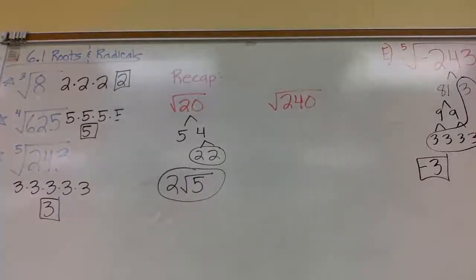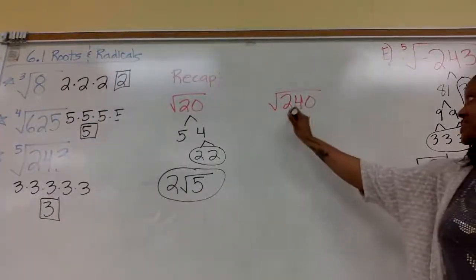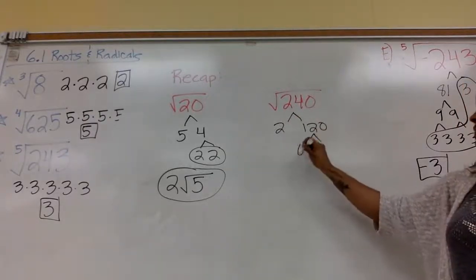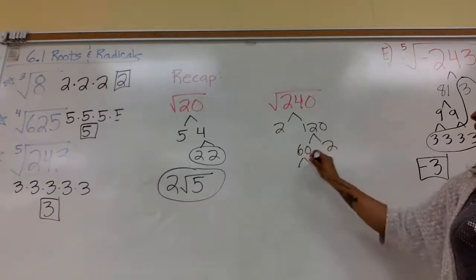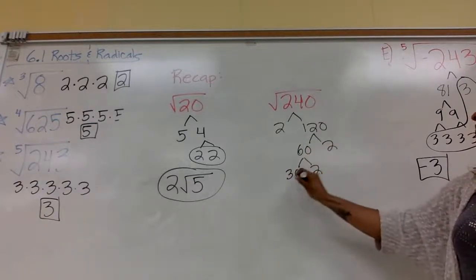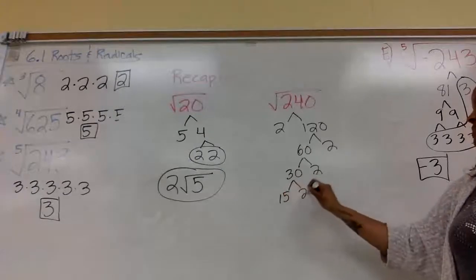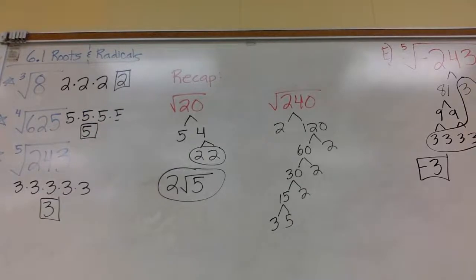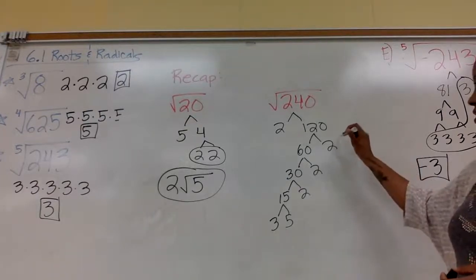Let's do 240. So you can start off with different things. I did 2 and 120 when I did it earlier. This is going to give me, I can do 60 times 2. I could do 30 times 2, 15 times 2, and 3 times 5. So I break it all the way down into prime numbers. All the way down to prime numbers. So I'm looking for 2 of the same number. So that's what I'm looking for there. I'm looking for 2 of the same number. So I see 2 2s here.